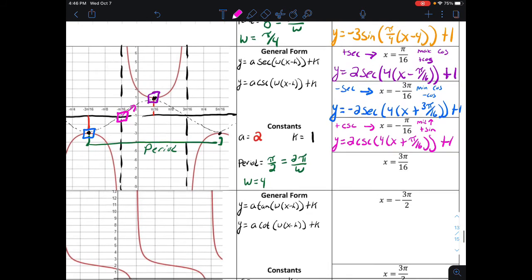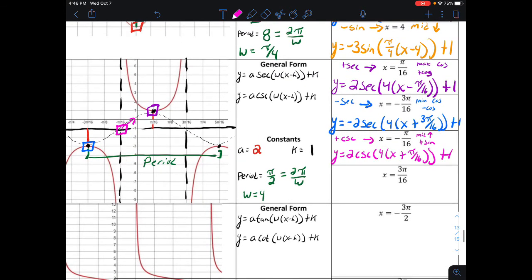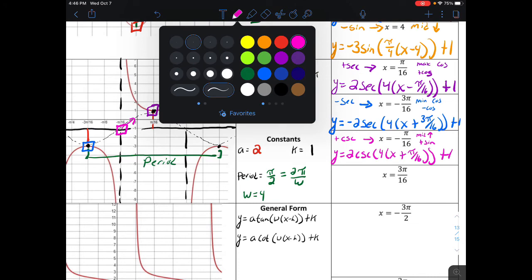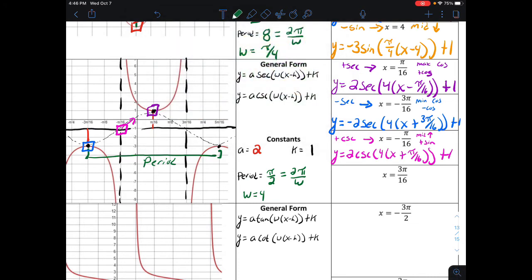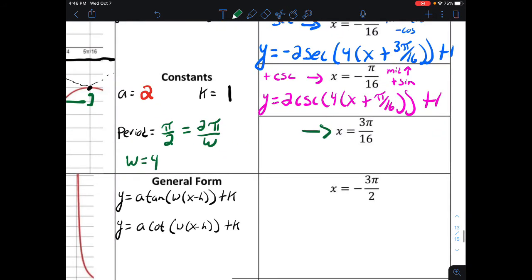Now, the last one that we have is looking at 3 pi over 16. And so at 3 pi over 16, I look, and that's another vertical asymptote. Now, in terms of that wave I drew, the dashed wave, the sine or cosine wave, that would have been a midline and going down. Now, like the previous example, if we had a midline and then to the right you decrease, we would have modeled this using sine and making it negative out front. Well, the reciprocal of negative sine is negative cosecant.